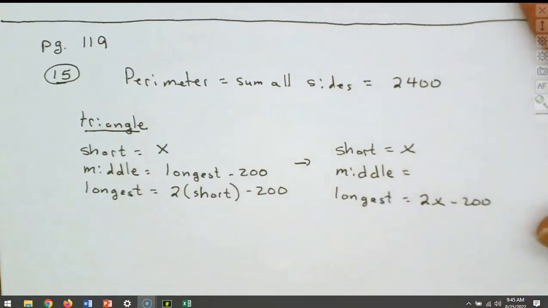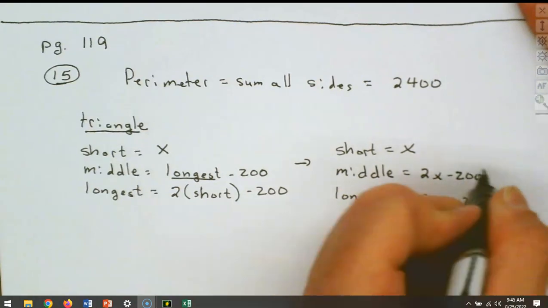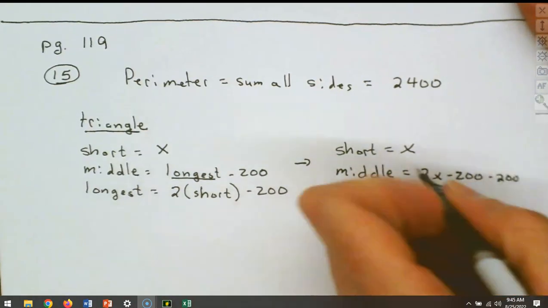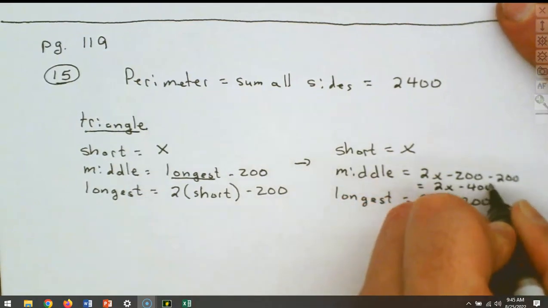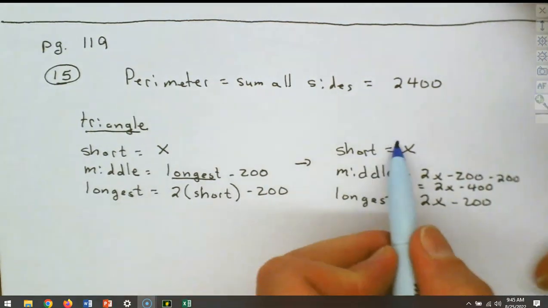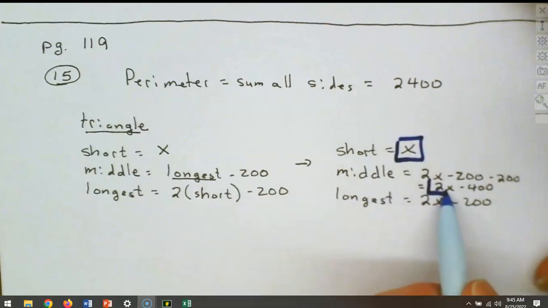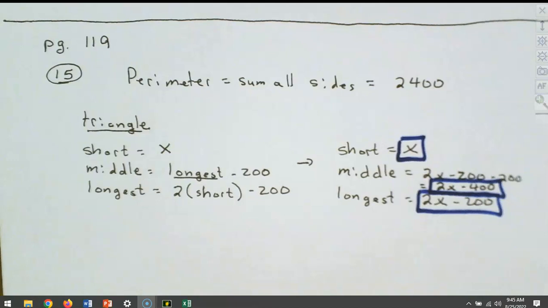Okay, so we've replaced that shortest side with x. And then what about the middle side? The middle side is the longest side minus 200, so that's going to be 2x minus 200 minus 200, which is then 2x minus 400 there. So these are the pieces that we're going to be looking at: the x, 2x minus 400, and the 2x minus 200. Is everyone okay with how I got those?